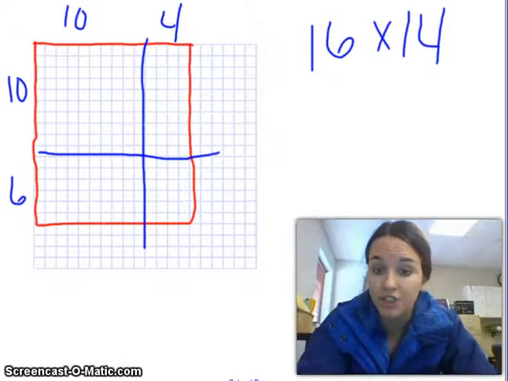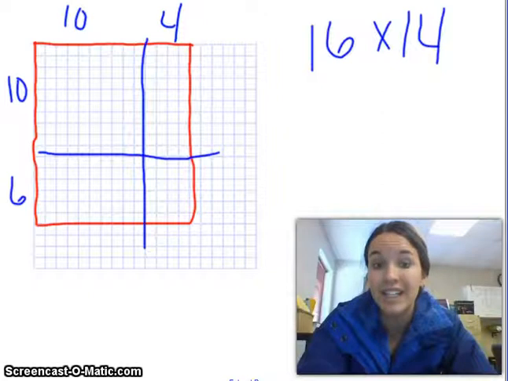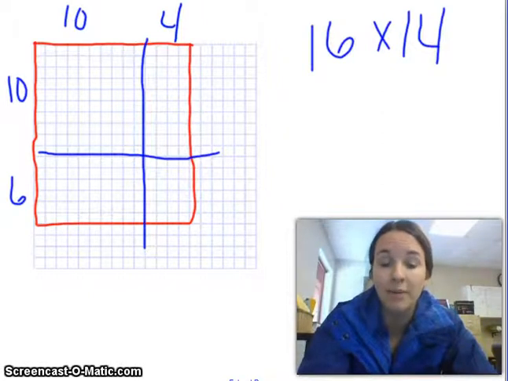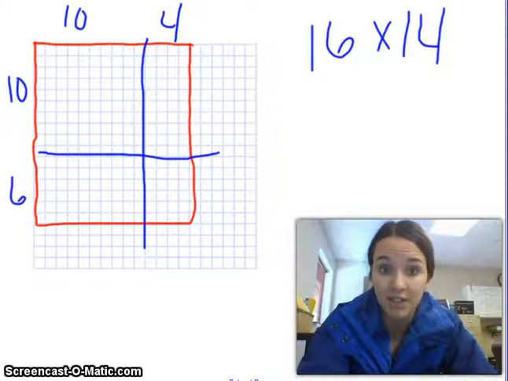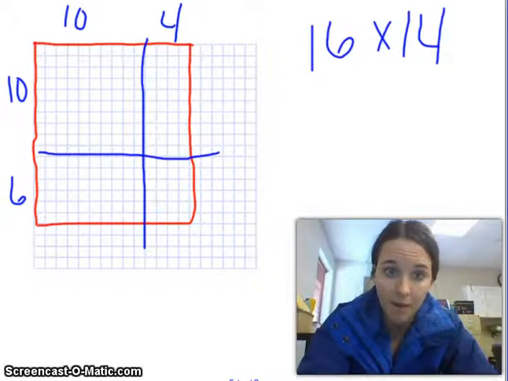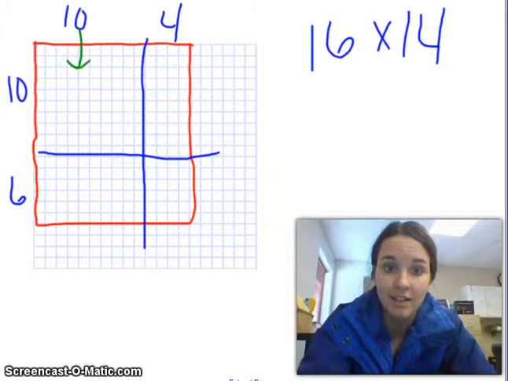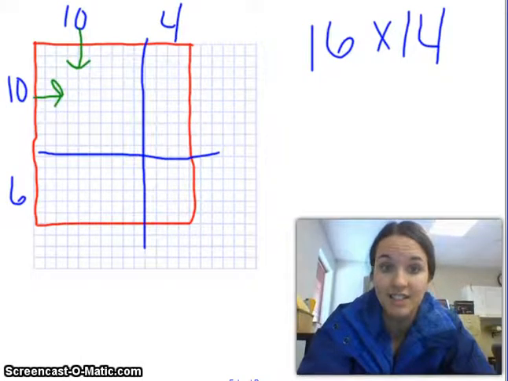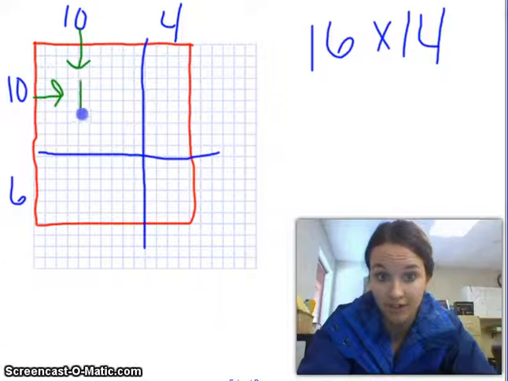So, in order to solve this, I am going to solve each piece of the array separately. I'm going to first look at this big piece of the array, the biggest piece on the array, and I see there's a 10 and a 10, because there's 10 across and 10 up and down. Well, I know 10 rows of 10 is 100.